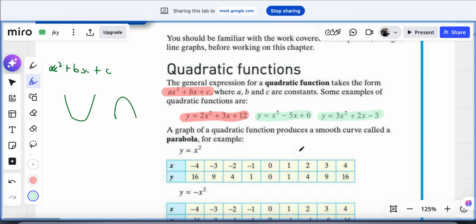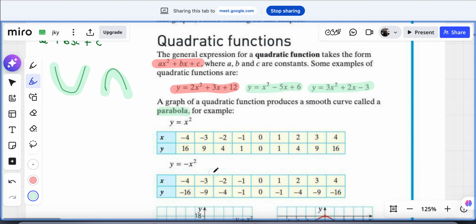So a graph of a quadratic function produces a smooth curve that we call a parabola. Like this one I've just shown you, this is a parabola. And this one is a parabola. Any graph of a quadratic function produces a smooth curve called a parabola.